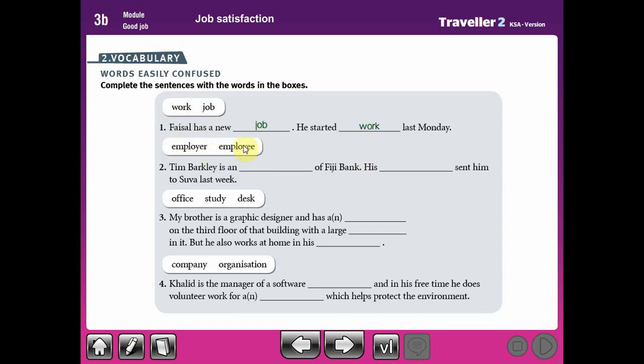We have the employer here and employee. So if you work for someone, your boss is called the employer, and you as a worker, you are called employee. These are the meanings. So Tim Barkley is an employee of Fiji Bank. The employer has sent him to Suva last week. So Tim Barkley is an employee, right? He's a worker, and who sent him? The boss, the employer.